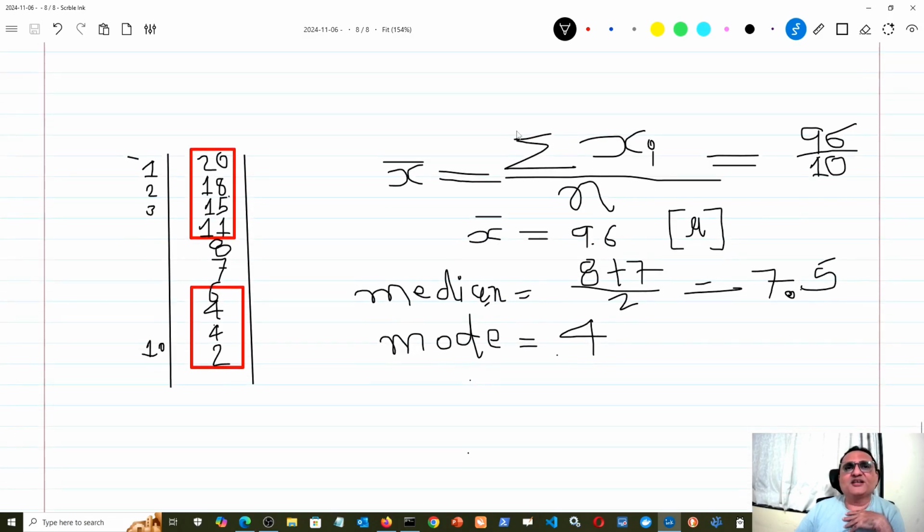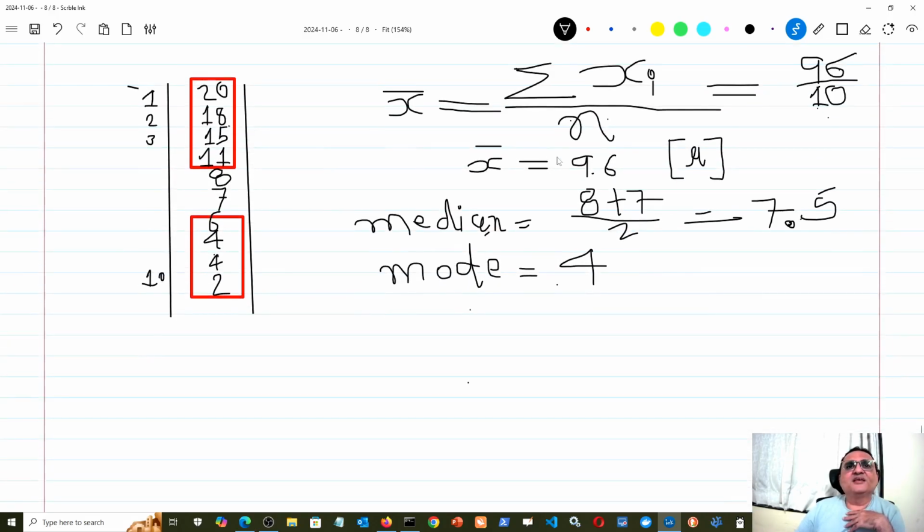The definition is very simple: sigma x_i, where i is equal to 1 to 10 here, because there are 10 observations, divided by n, where n is equal to 10, the number of observations. That is, the sum of all observations divided by the number of observations. Now if I find the sum of all these numbers, I get 96, and the number of observations is 10, so the mean is 9.6.